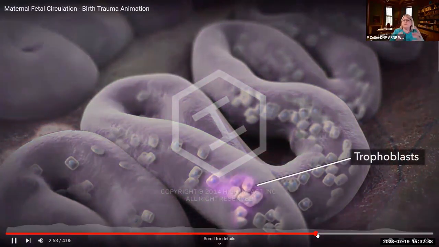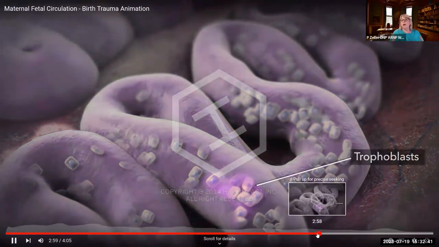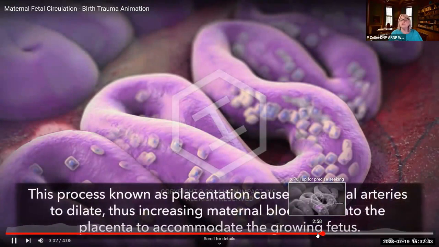So the blood vessels are full of blood and they're relaxed. So that system of exchange right there on the placenta is a low pressure system, so that there's plenty of blood available. It's a low pressure system.